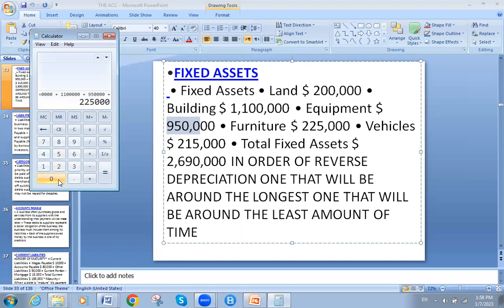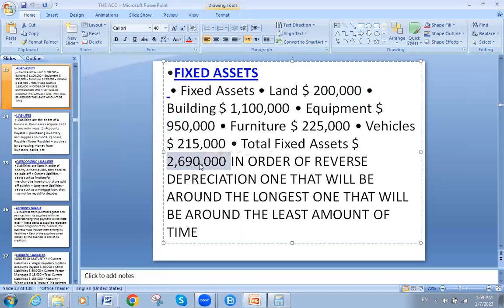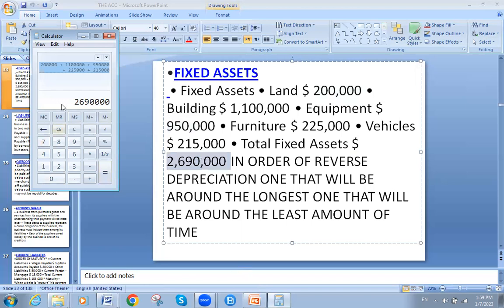Okay, plus 215,000. That's the vehicles. It will equal 690,000 here. Okay, so here 2,699,030. That's an amount, the same amount here. Get the same amount which we calculated.